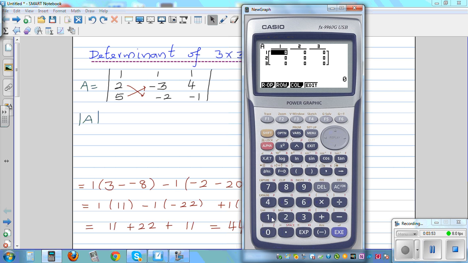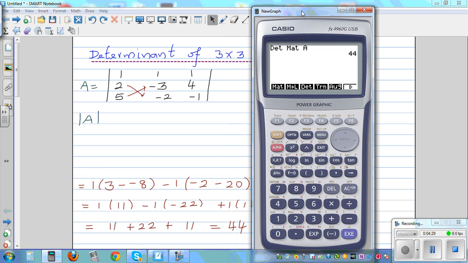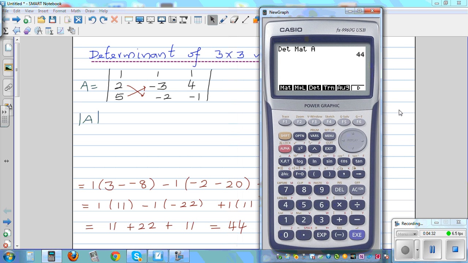Execute and just type in the numbers 1, 1, 1, 2, negative 3, 4, and then you got 5, negative 2, and negative 1, and then you go execute, exit, and then you go to option, OPTN, matrix, DET is determinant of matrix alpha A, and it will give you 44. The determinant of matrix A is 44. That's what it has calculated.